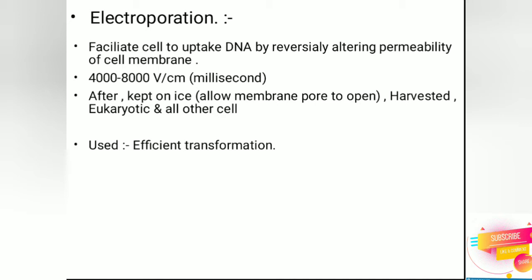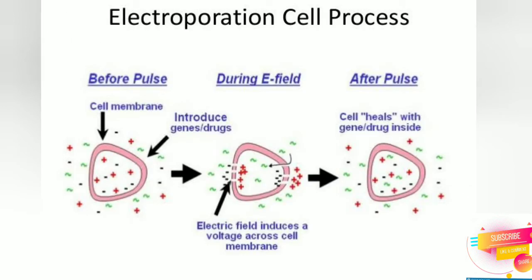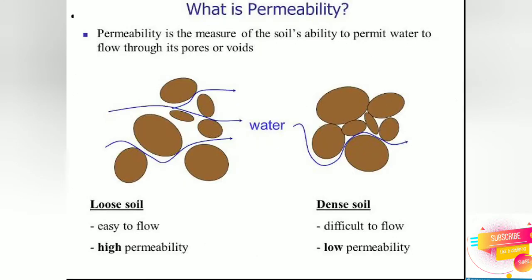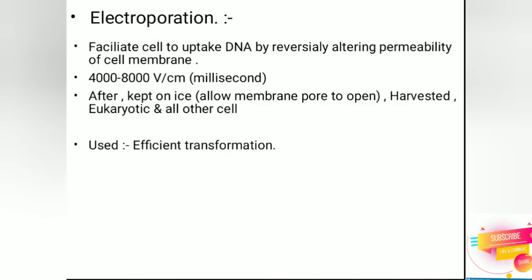So the bacteria and our recombinant DNA are both in a solution, and we apply a current or voltage of about 4000 to 8000 volts per centimeter for a millisecond. Due to this current, the membrane pores open. The permeability of the cell increases, or we can say the membrane pore size increases due to this shock, and so our desired DNA gets introduced into the host cell.